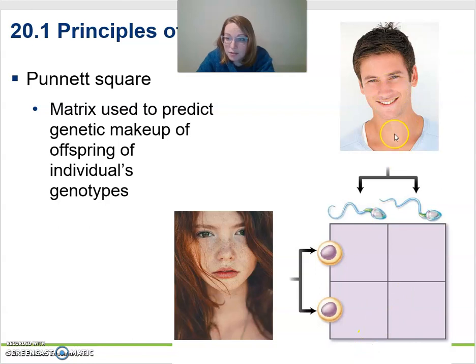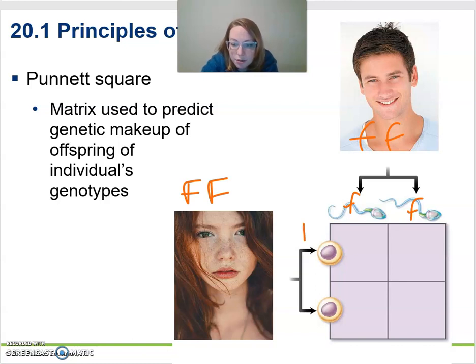Okay. So this guy we said was little f, right? No freckles. So 50% of the time he's going to pass on that little f, 50% this little f. But so now here are our options, little f, little f. Now we're going to assume, maybe we looked at more of her family trait, that she is big F, big F. She's got 2 copies for freckles. So 50-50 chance she sends each of those along.